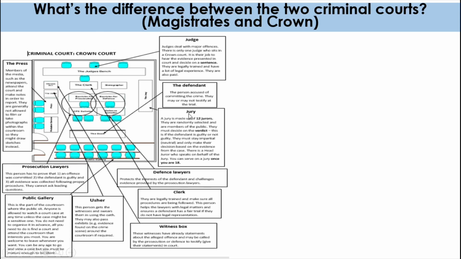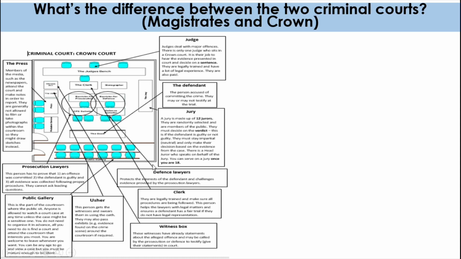In a Crown Court, you'd also find a jury. A jury is made up of 12 jurors. They are randomly selected and are members of the public. They must decide on the verdict. This is if the defendant is guilty or not guilty. They must stay impartial, meaning neutral, and only make their decision based on evidence from the case. There is a head juror who speaks on behalf of the jury. You can serve on a jury once you are 18, so long as you are on the electoral register, and fulfill other criteria that you look at in another video in the Rights and Responsibilities folder.